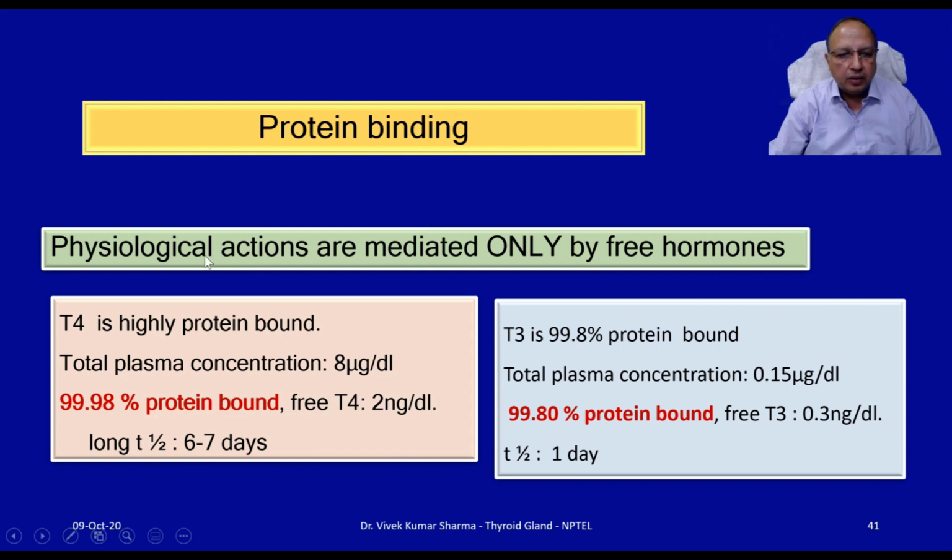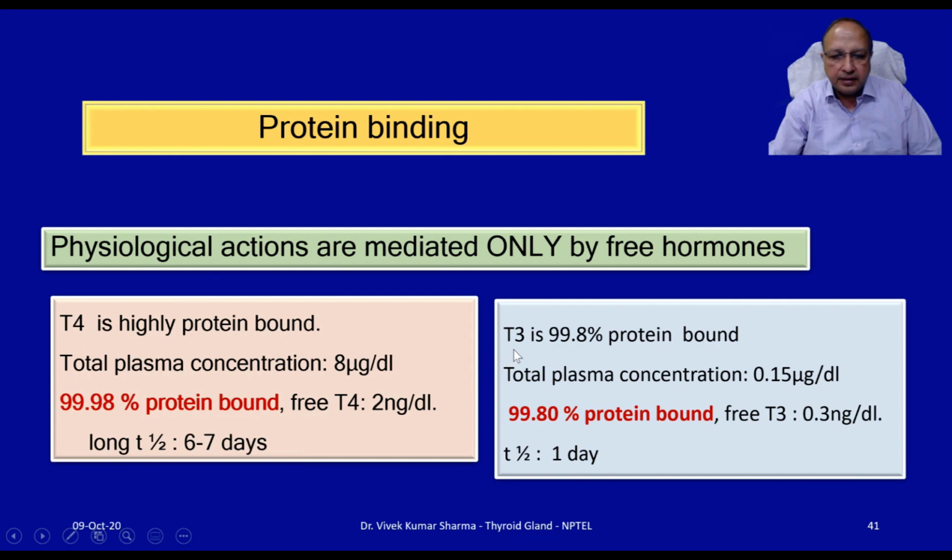Now it is important to remember and understand that physiological actions are mediated only by the free form of the hormones, because T3 and T4 are present in the bound form as well as in the free form. So the action will be mediated only by the free form of the hormones. T4 is highly protein bound. Total plasma concentration is roughly 8 micrograms per deciliter, and roughly 99.98% is protein bound, and less than 0.02% is free. And therefore it has a long half-life of roughly 6 to 7 days.